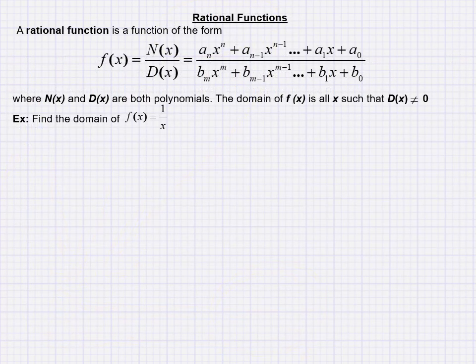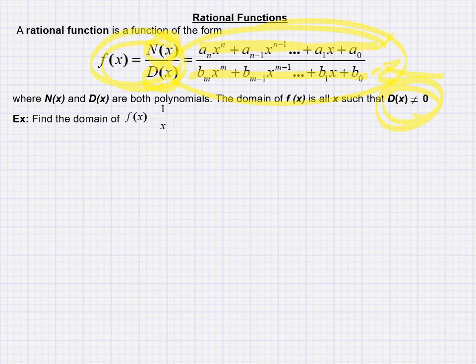So let's define a rational function. A rational function is a function of this form, where we have a polynomial n of x divided by a polynomial d of x. This numerator is a polynomial, and this denominator is a polynomial. We look at the domain of each one, and then we can use that to find the domain of the whole thing. Largely, since this is a fraction, you don't want the polynomial in the denominator to equal 0. If the polynomial in the denominator equals 0, then this function is undefined. You can't divide by 0.